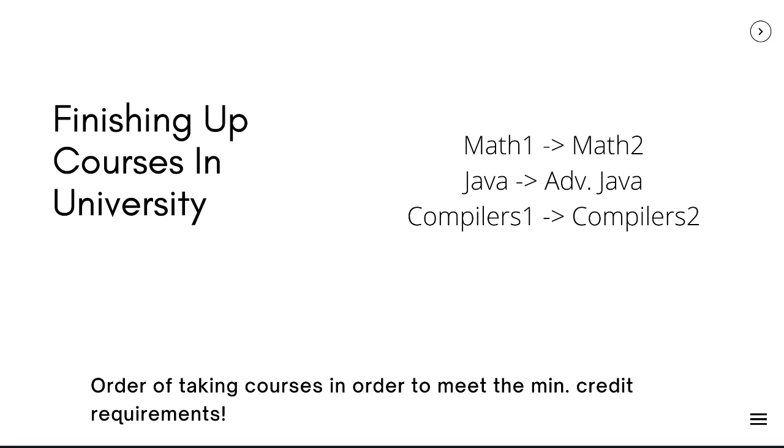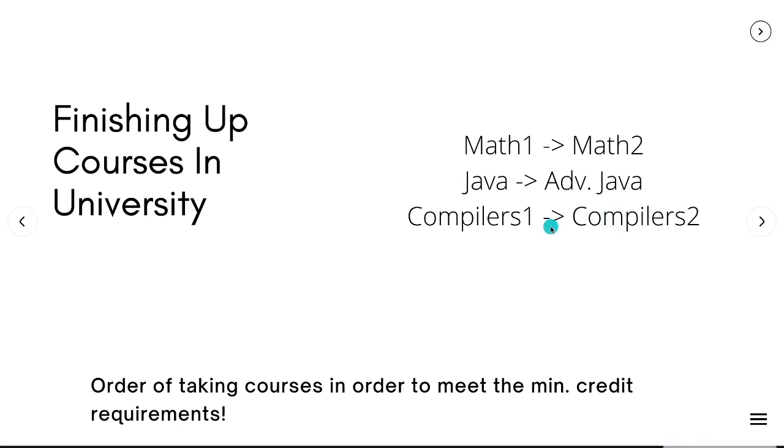So this is something we already covered. For example, let's say math 1 is a prerequisite of math 2 in a university, and the advanced Java course has a prerequisite of Java already being completed. Similarly, if you want to take up compilers 2, there is a good chance that you should have completed compilers 1, and that is a prerequisite.